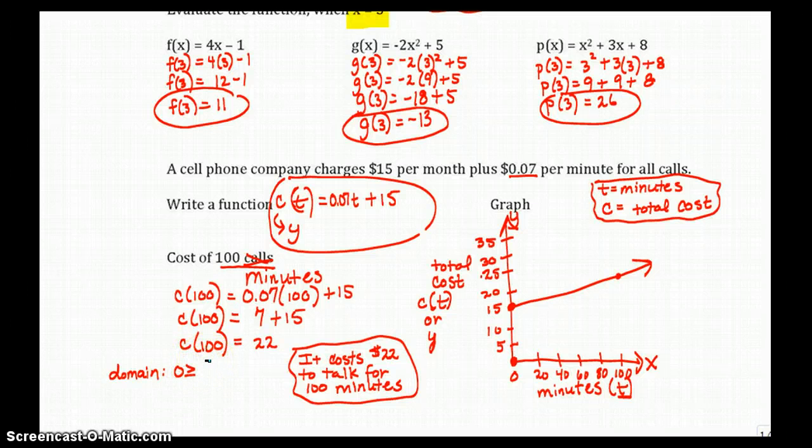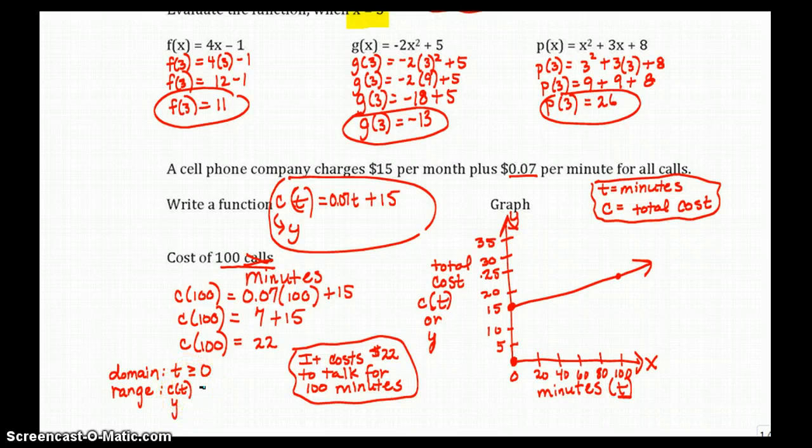The domain values, let's try that again. I wrote this wrong. Anyways, the domain values t have to be greater than or equal to 0. Now let's go to the range values. The range values are either going to be the y, but in this case we're going to use C of t.